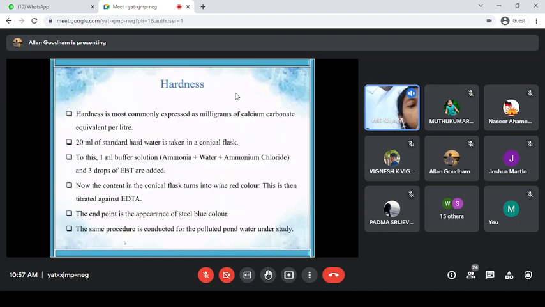And hardness is most commonly expressed in milligrams of calcium carbonate equivalent per liter. 20 ml of standard hard water is taken in the conical flask, and to this 1 ml buffer solution is added. Buffer solution is made of ammonia and water and ammonium chloride. And 3 drops of EBT is added. EBT is known as Eriochrome Black T. Now the content in the conical flask turned into wine red color. This is titrated against EDTA, and the endpoint is the appearance of a steel blue color.